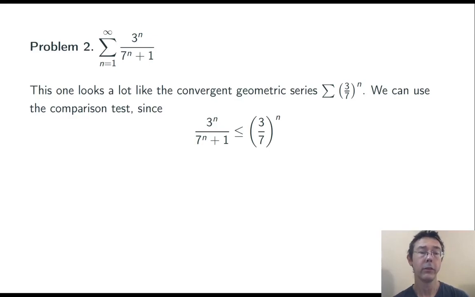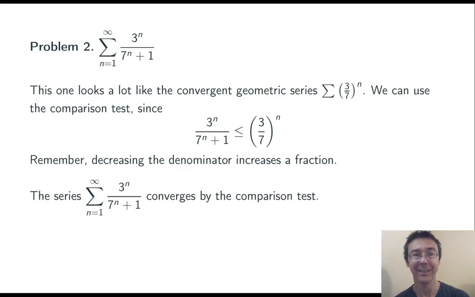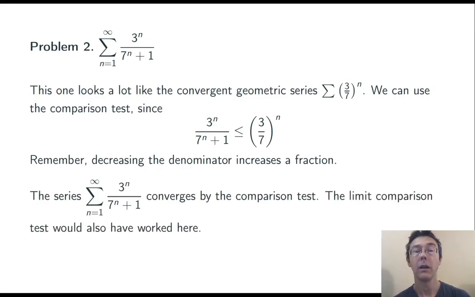When I go from my series, 3 to the n over 7 to the n plus 1, to the one I want to compare to, (3/7) to the n, I've actually gotten bigger, because I've made the denominator smaller. Making the denominator smaller makes the fraction larger. So my series, which is positive, by the way, is less than or equal to a convergent series. So it has to converge by the comparison test. By the way, a limit comparison test using that same comparison series would definitely have worked here. And you should try that on your own.